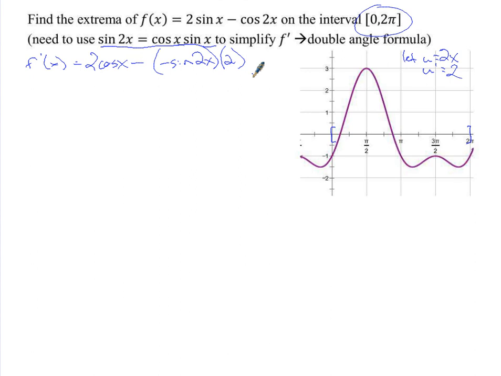All right, simplify. So we have f prime of x equals 2 cosine x, and then plus 2 sine 2x. Okay, now use the hint. You could factor out a 2, but let's leave it. The hint is sine 2x, which is what I have right here, is equal to cosine x sine x. So we're going to switch that.